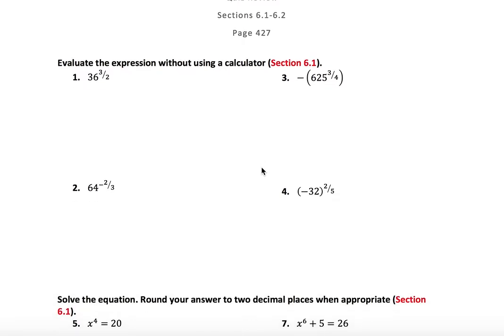We're going to evaluate the expression without using the calculator. So in number one, we have 36 raised to the 3/2 power. What I recommend doing is rewriting this by pulling the power out. So we have 36 raised to the 1/2 power, and then I'm going to pull the cube out. Then I convert the fractional exponent to a radical, so that just means the square root of 36 to the 3rd power, which equals 6 cubed, which is, I believe, 216.